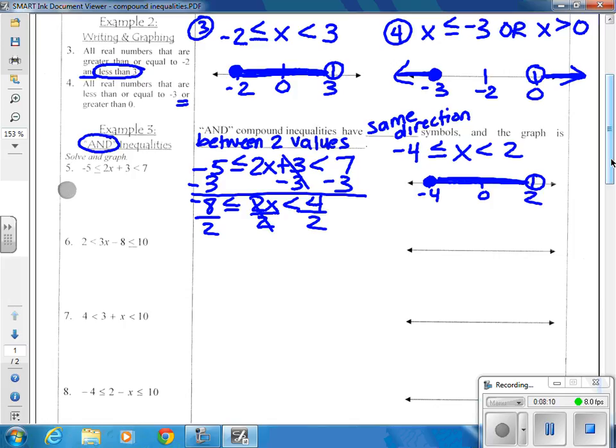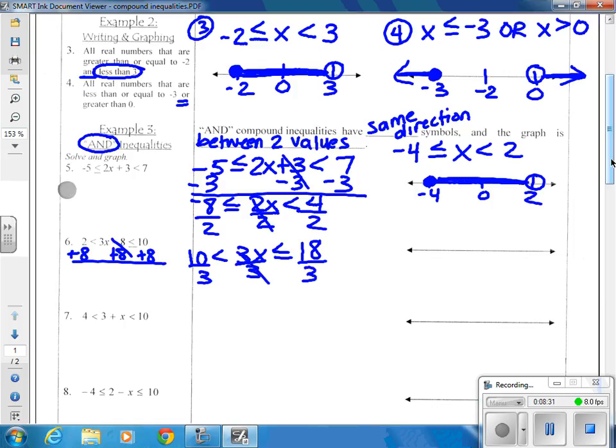Okay, for number 6, same deal. You want to get the x by itself, so we are going to add 8 to the middle, the left, and the right. Okay, so now I've got 10 less than 3x, which is less than or equal to 18. I want to get x by itself. I want to divide everybody by 3, middle, left, and right.